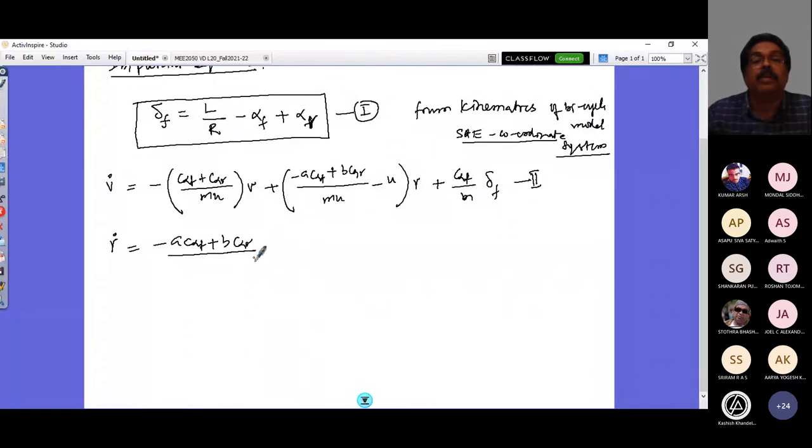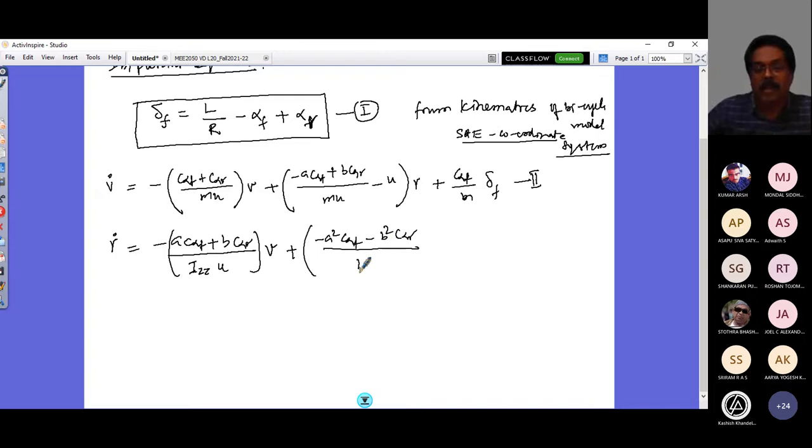So like that, you should be able to describe. It's not new to you. You are familiar with this. So these are called the vehicle parameters, geometrical and its mass and inertial parameters, right? So this into V plus minus A squared C alpha F minus B squared C alpha R by I Z Z U into R plus A C alpha F by I Z Z into delta F. That's my third equation.